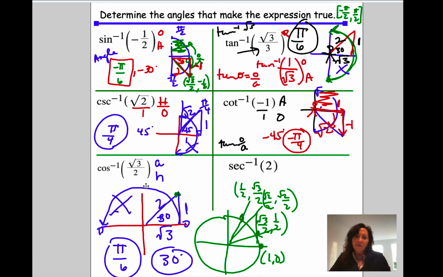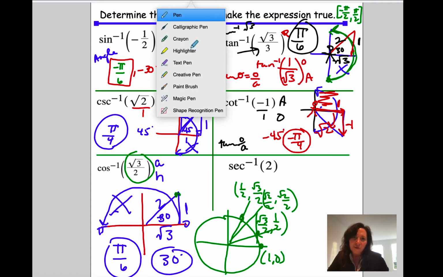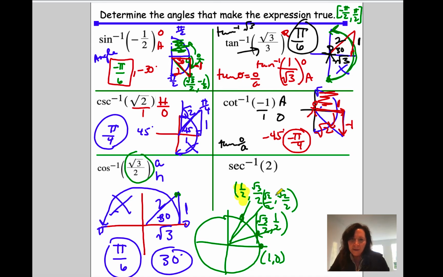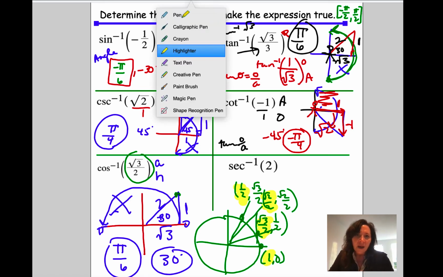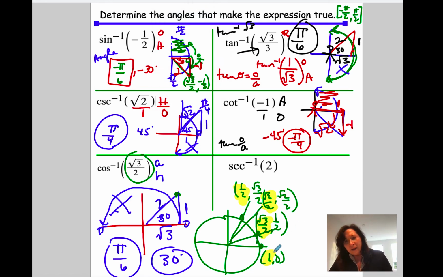So one of our options is saying, well, where is cosine root 3 over 2? Remember, cosine is the first value here. So that's cosine, that's cosine, that's cosine, that's cosine. Also, this would be 0, 1, also cosine. But when it's saying where is cosine root 3 over 2, it's here. And where are you? You're at pi over 6 or 30 degrees.